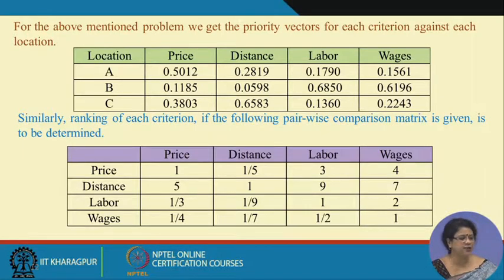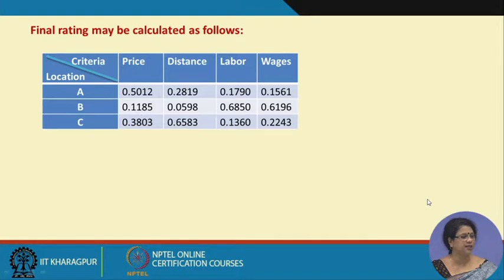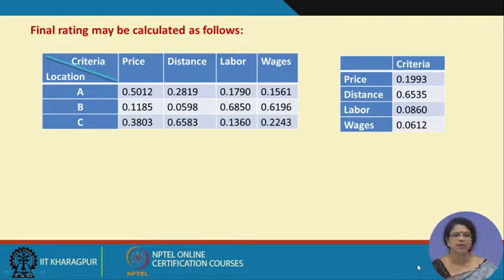Now, if this is so, then we can have another matrix for price, distance, labor and wage. This is the priority vector. That means we are doing some kind of normalization so that the sum is 1. If I put all together, this is the situation for us. Criteria on one side, on the other side locations, with respect to location, individual.